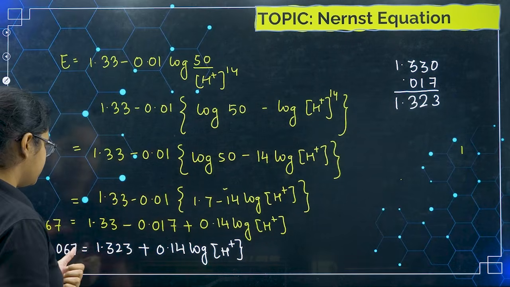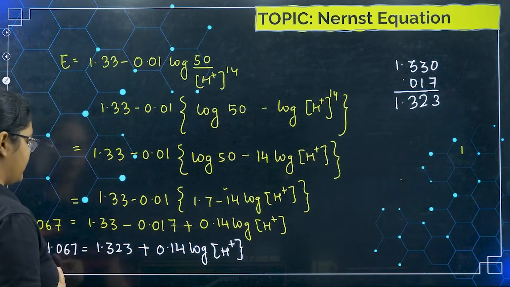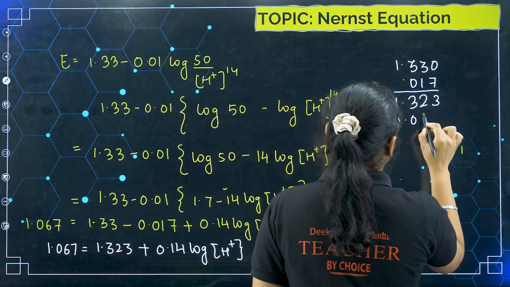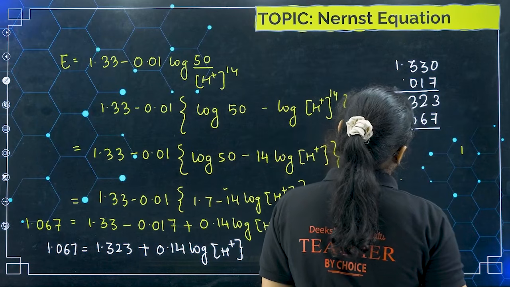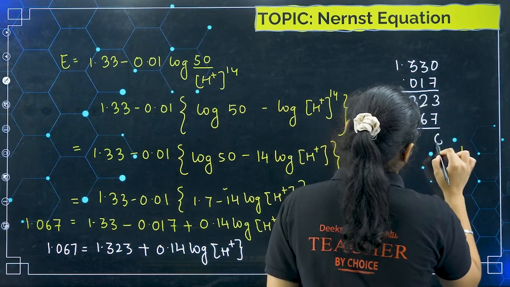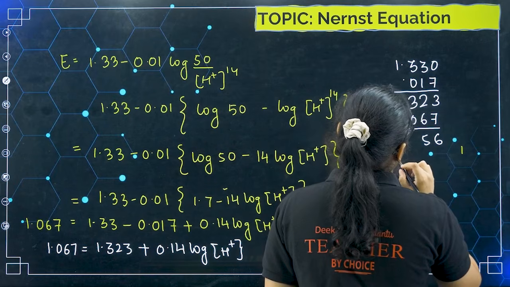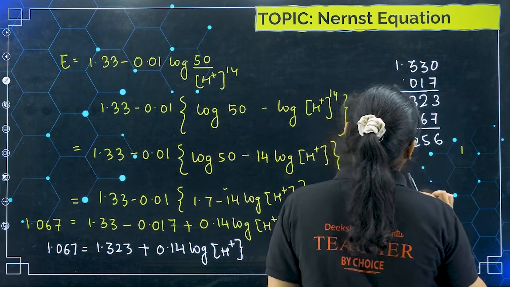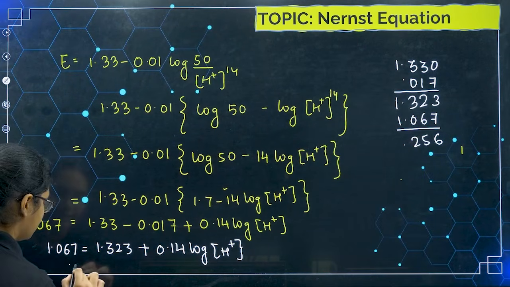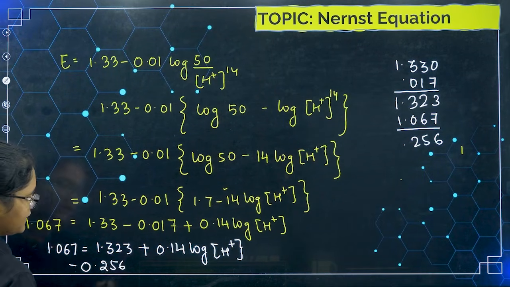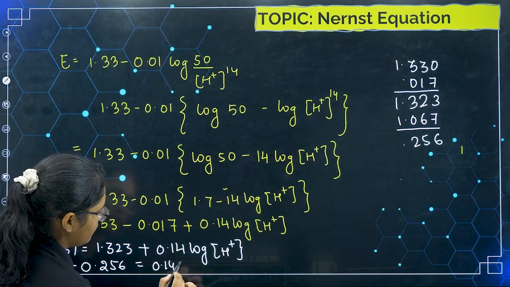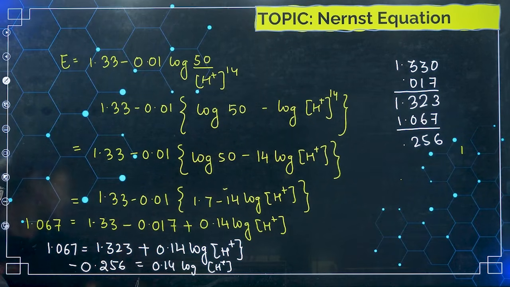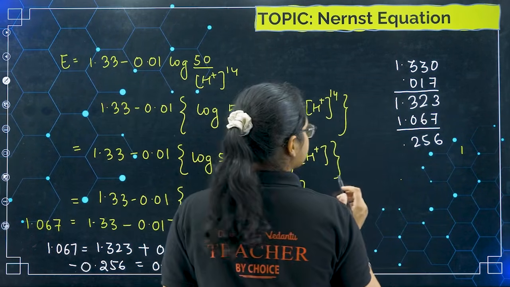Okay, so now I have this 1.067 to be subtracted on this side. So I have 1.323 minus 1.067. Okay, so I have 13 minus 7, that is 6 here, 11 minus 6, I have 5 here, and then I have 2 here, right? Yes, 0.256. Okay, so that is minus 0.256 is equal to 0.14 log of H plus. Then what I'll do, I can divide this side, this minus will go that side, so that I will have this equation like this.